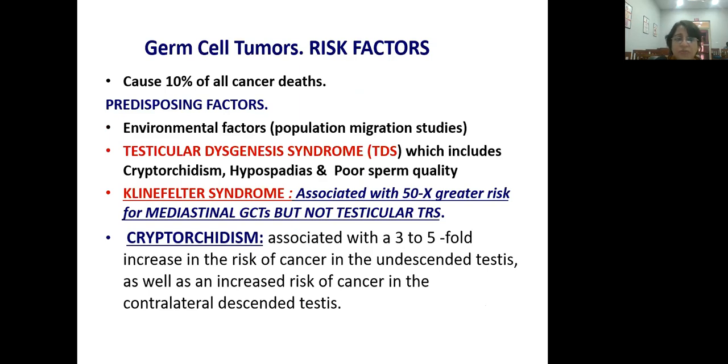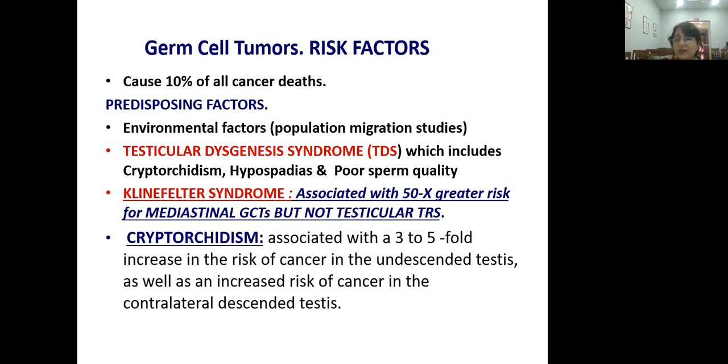Predisposing factors, most important environmental factors. Then we have testicular dysgenesis syndromes, that is TDS, which include cryptorchidism, which is undescended testes, hypospadias, and poor sperm quality. So testicular dysgenesis syndrome is the combination of cryptorchidism, hypospadias, and poor sperm quality. Klinefelter syndrome is associated with a 50 times greater risk for developing mediastinal germ cell tumor.